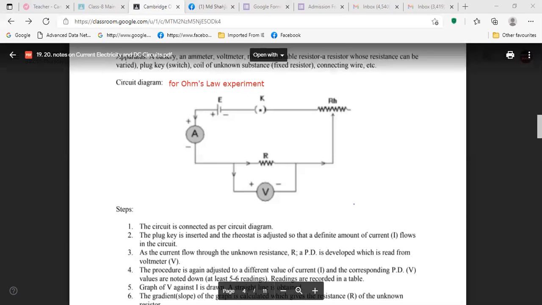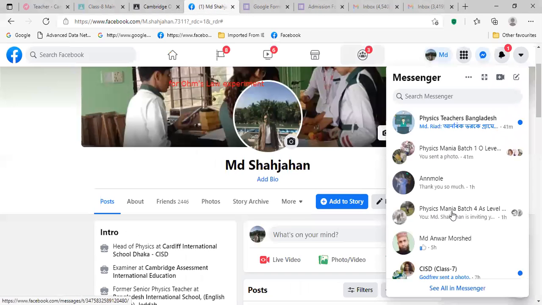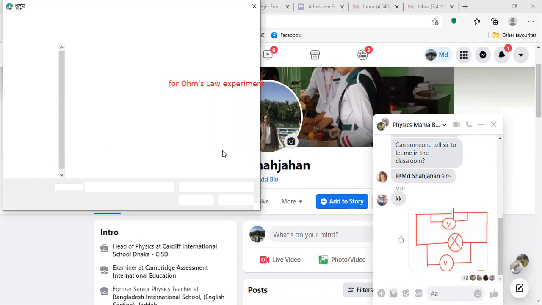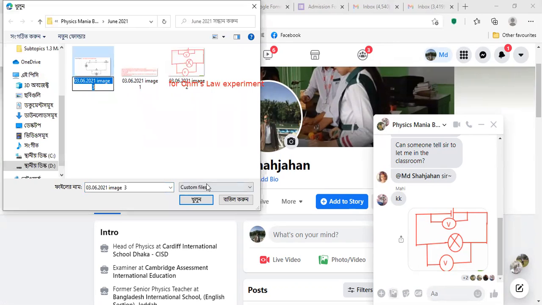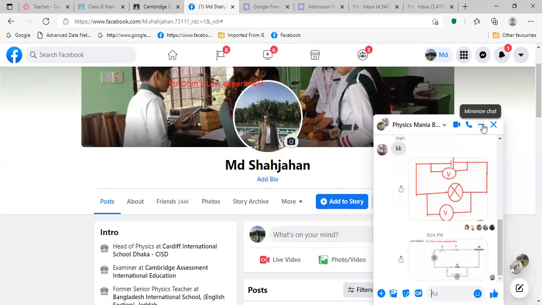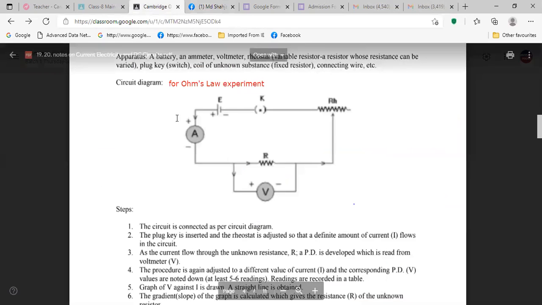Are you done with the circuit? No, sir. I am sending it in the group. They who are not done with the circuit diagram, you complete it from the group.